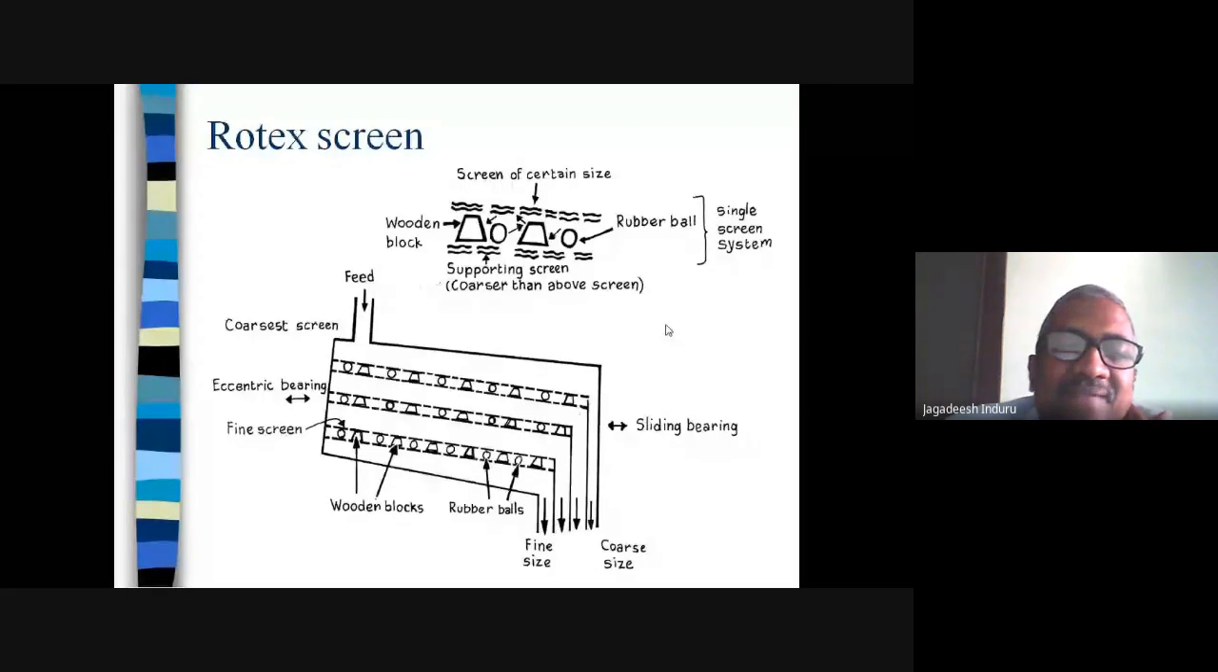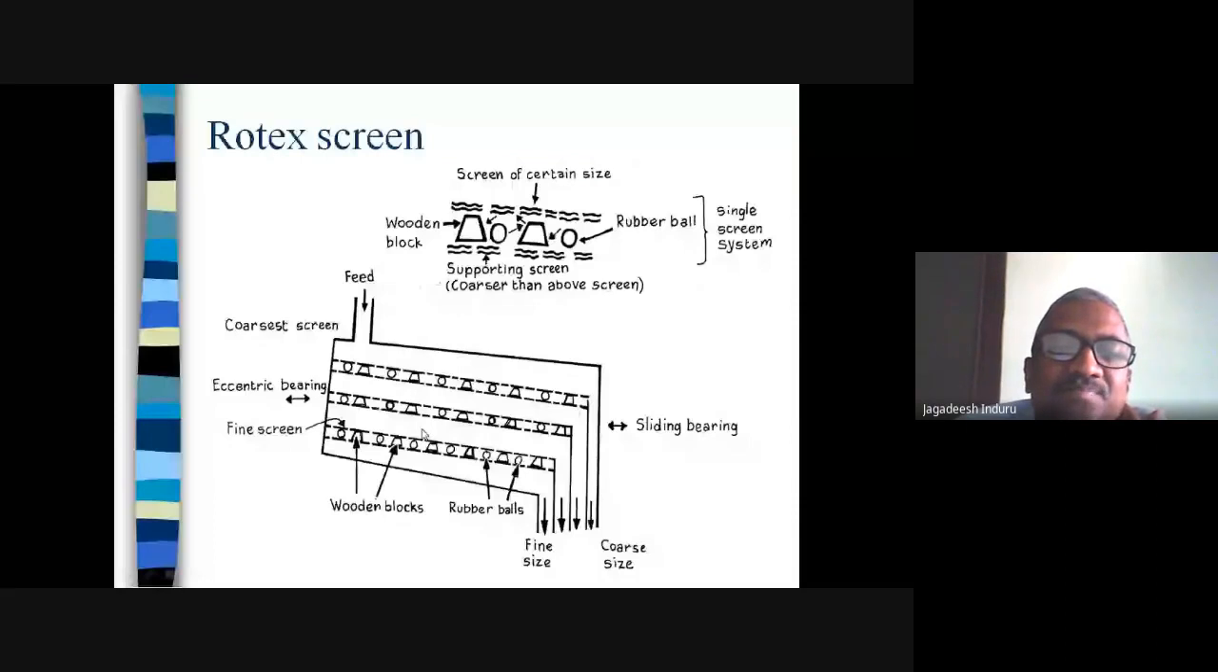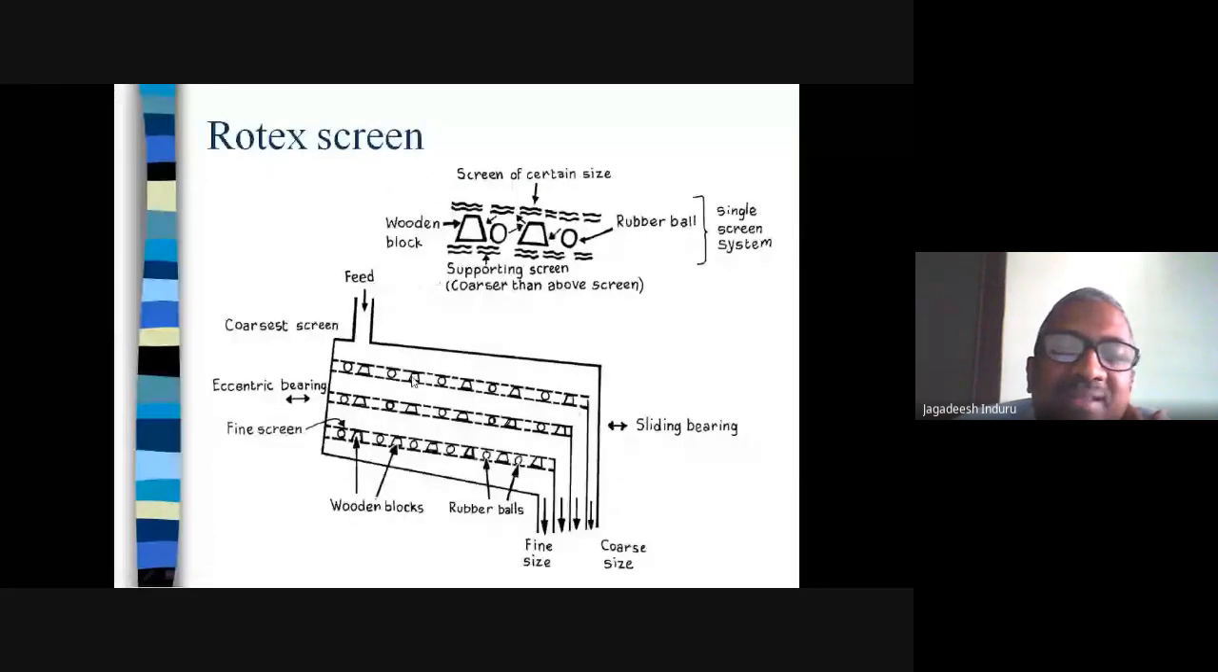Another advantage in this particular case is, here you have one screen. Now you are going to insert 1, 2, 3 screens. Here you have only one screen, you get 2 fractions. Here you have 3 screens, you get 4 fractions. That is the advantage of this particular Rotex screen. And it is very important for your exam and GPAT.